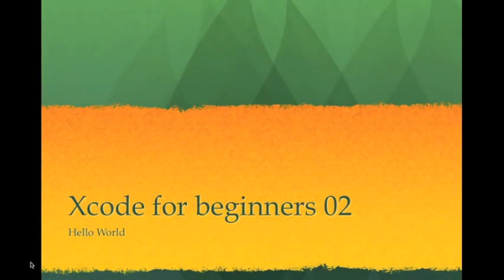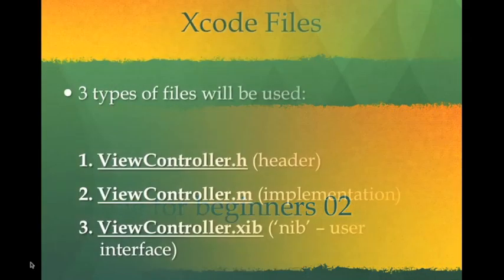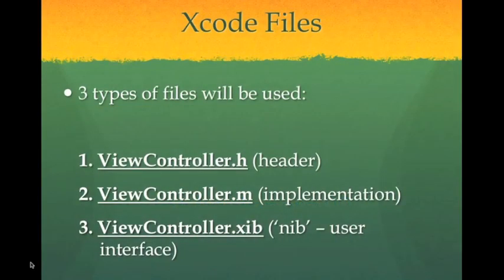We're going to begin this Hello World tutorial with a brief overview of the different files that you're going to be using within Xcode. You're going to use three files in particular: the view controller header file, the view controller implementation file, and the view controller nib file. Notice the different extensions: H for header, M for implementation, and XIB for nib.